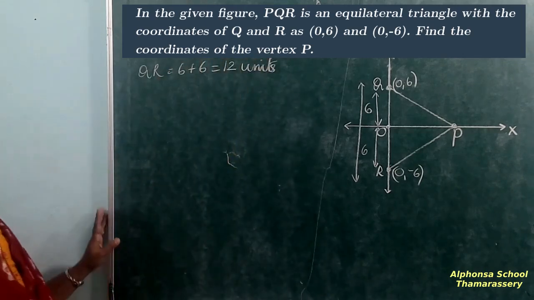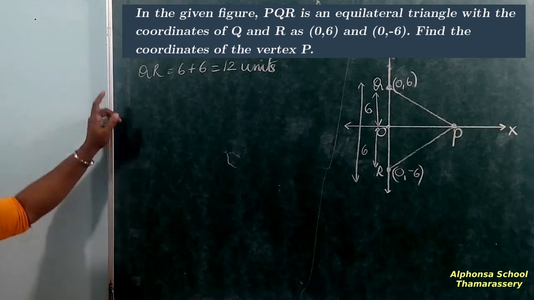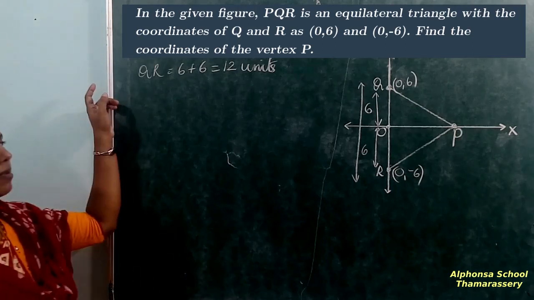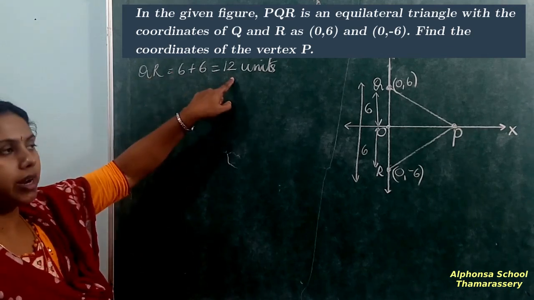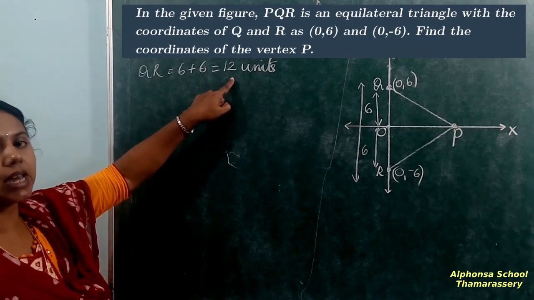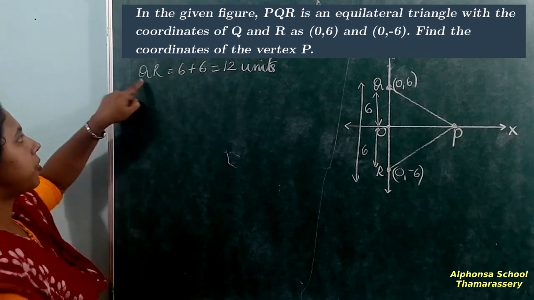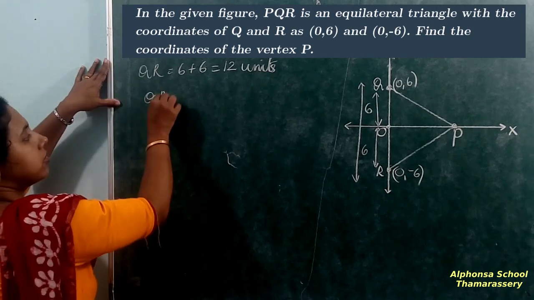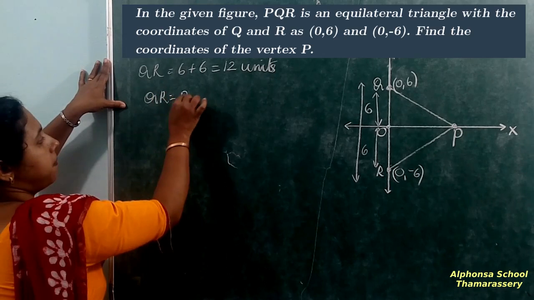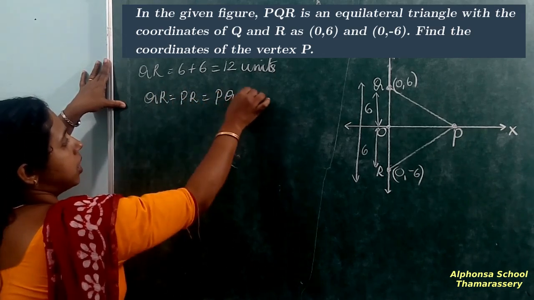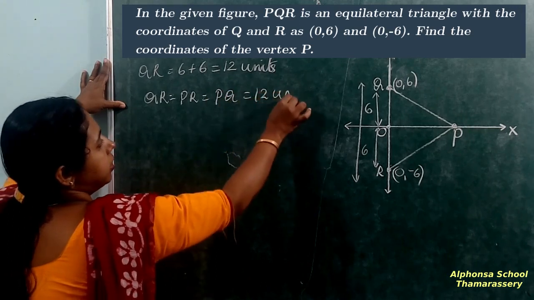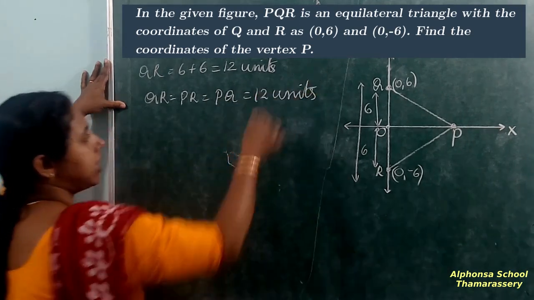So we know that PQR is an equilateral triangle. One of the sides we got is 12 units. In an equilateral triangle, all sides are equal. So QR is equal to PR is equal to PQ is equal to 12 units. All sides are equal.